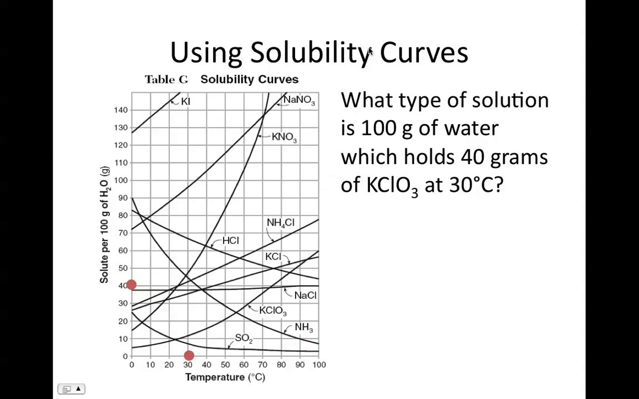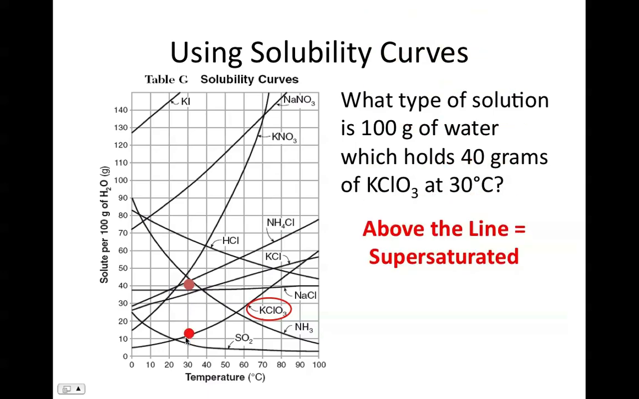All right, now I just want to show you a couple of examples that go along with this. What type of solution is 100 grams of water, which holds 40 grams of KClO3 at 30 degrees Celsius? So we're looking at 40 grams of KClO3 at 30 degrees Celsius. So if we go up from 30 degrees Celsius and we see where that intersects the 40 grams, and we look at where the line is for KClO3, we can see that that dot is above the line, so we would say that it's going to be supersaturated.